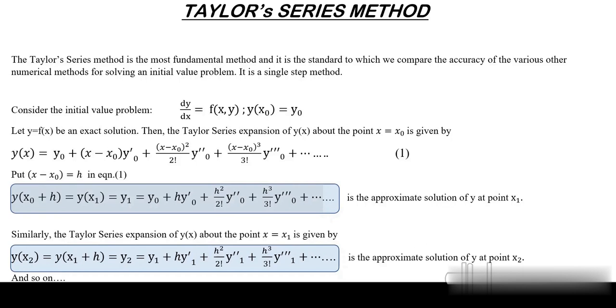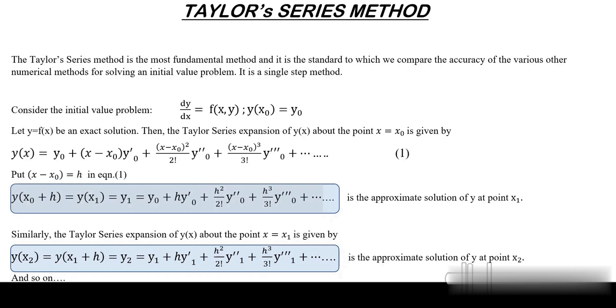In the previous lectures we were discussing single step methods. We have already completed Picard's method in the series. Now we have the Taylor series method. Again, it is a single step method and it is the most fundamental method, and it is the standard against which we compare the accuracy of the various other numerical methods to solve the first order differential equation.